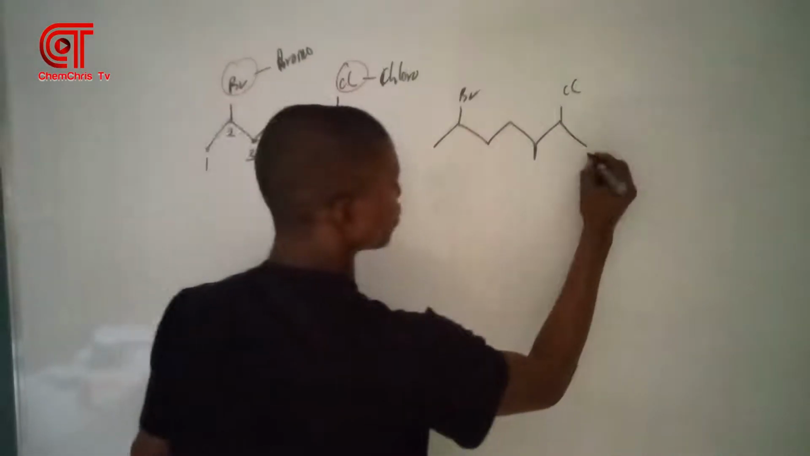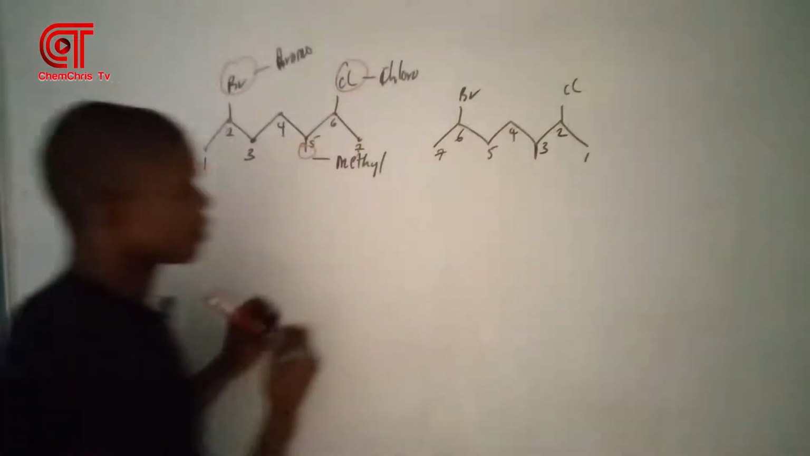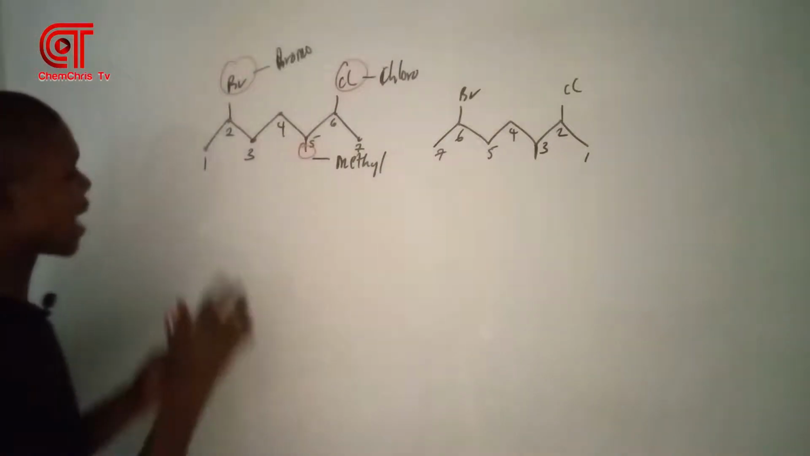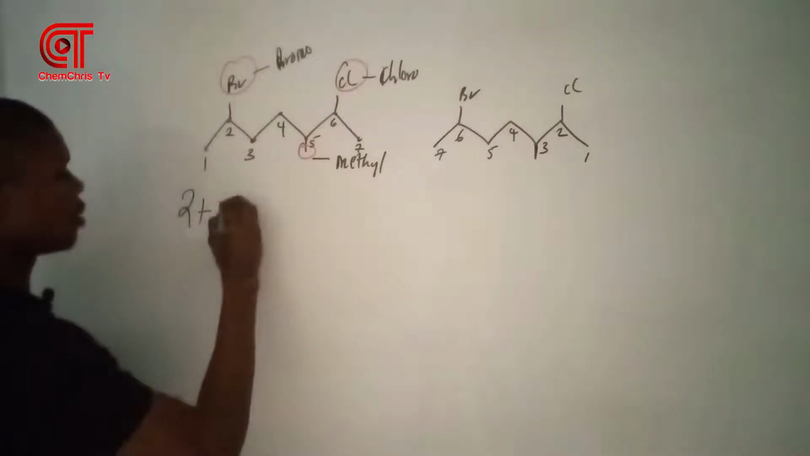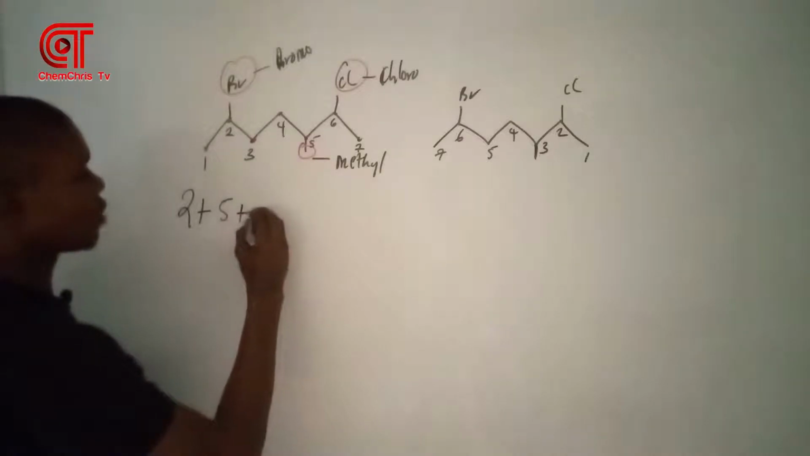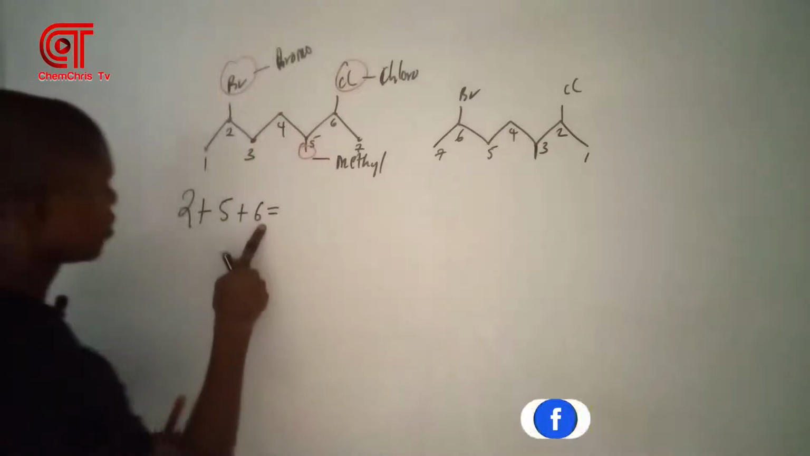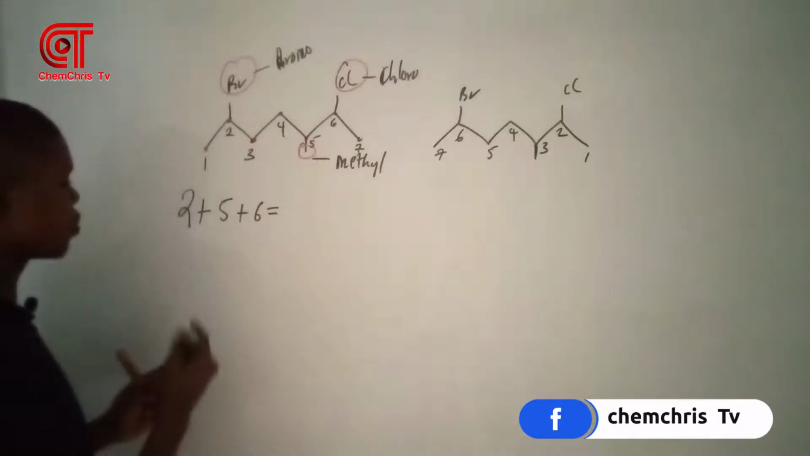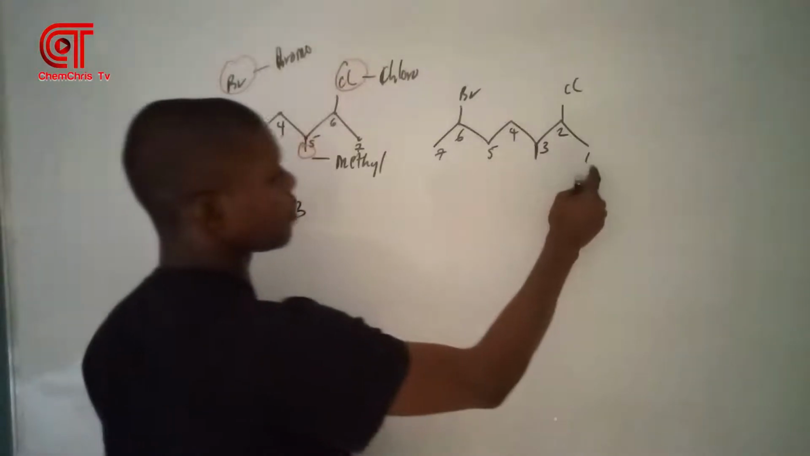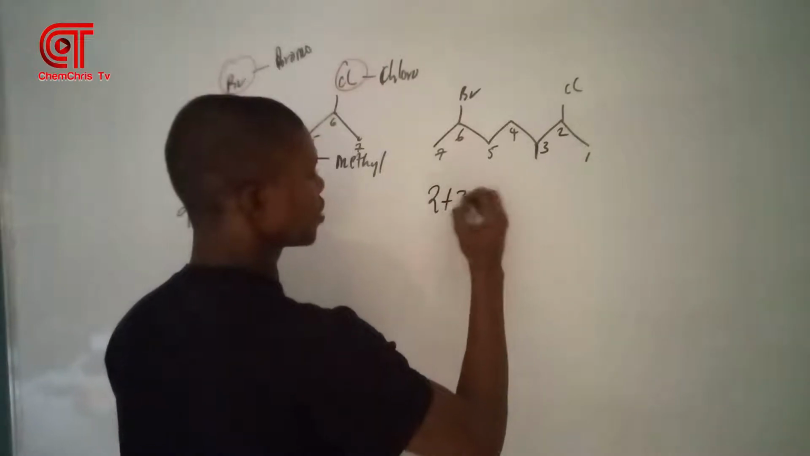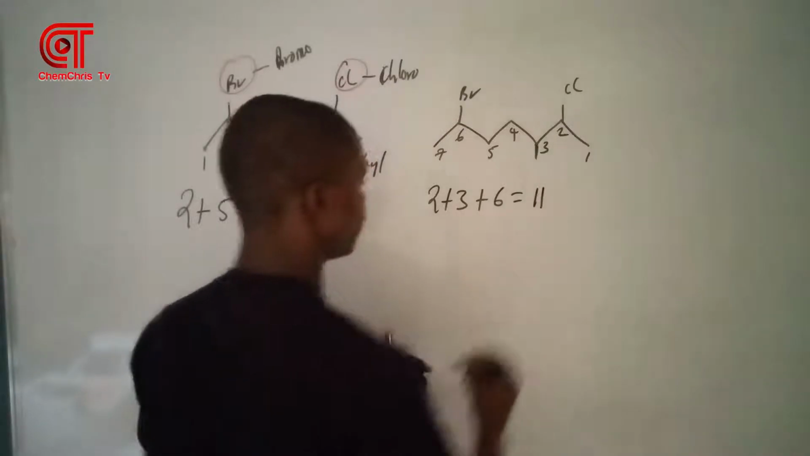If I start my numbering from here, what am I going to get? 1, 2, 3, 4, 5, 6, 7. So now let's sum their positions. At carbon number 2, I have a bromo group. At carbon number 5, I have the methyl group. And at carbon number 6, I have a chloro group. Now if you sum them together, 6 plus 5 is 11, plus 2 is 13. You have 13. But if I start my numbering from the other end, 1, 2, it is 2 plus 3 plus 6, and I am going to have 11.